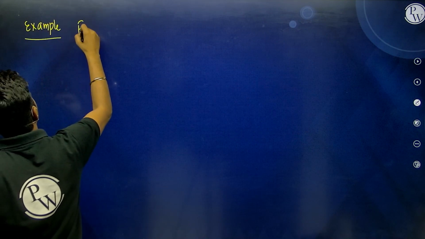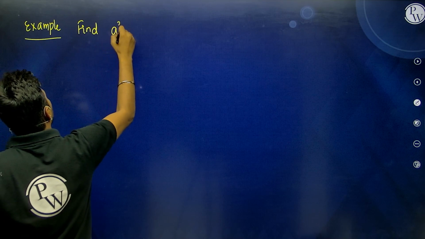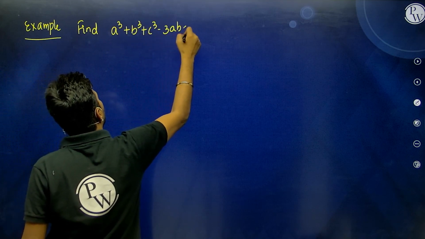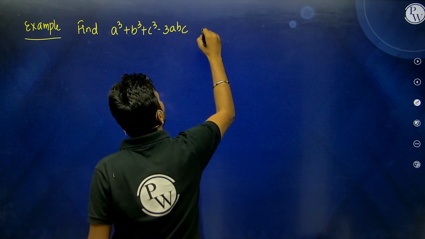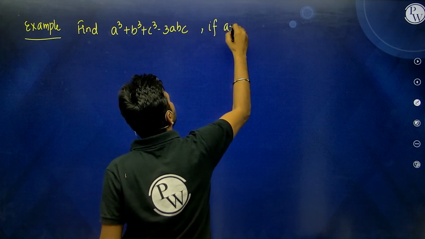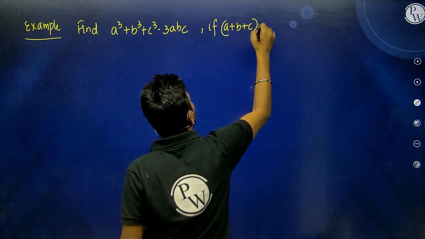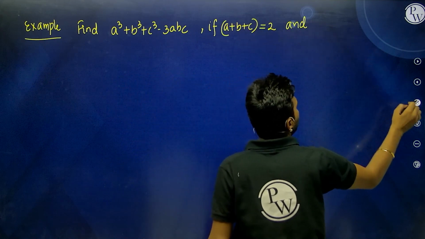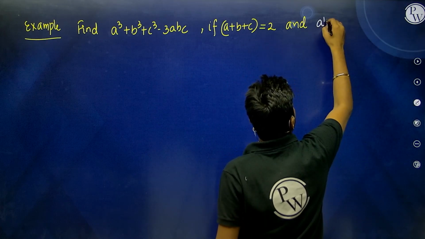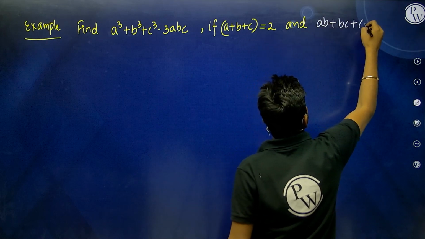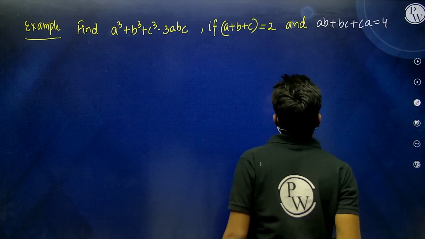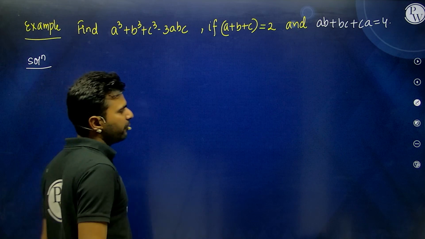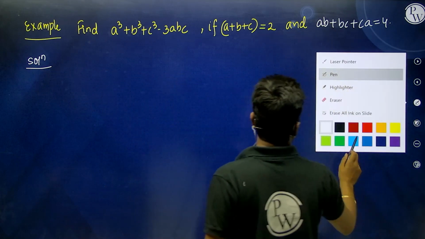Talking about the third identity, find a cube plus b cube plus c cube minus 3abc if a plus b plus c is equal to 2 given to you and ab plus bc plus ca is equal to 4 given to you. Okay, I hope the question is clear to you. We need to find out a cube plus b cube plus c cube minus 3abc.